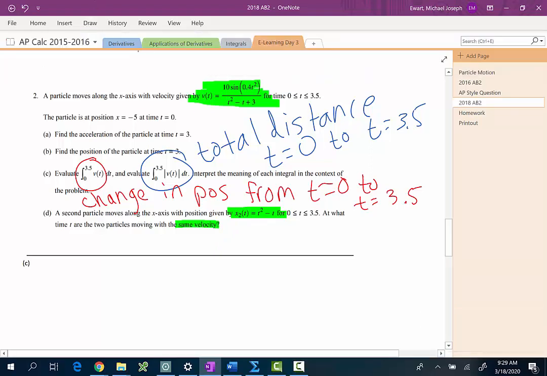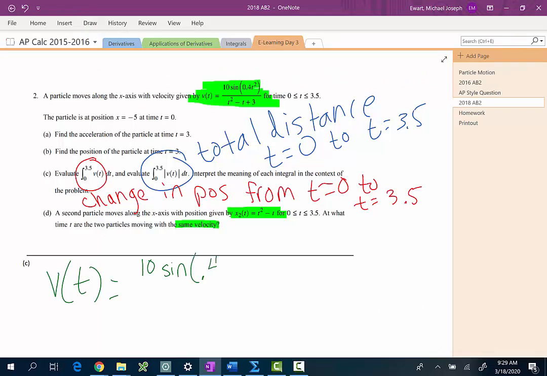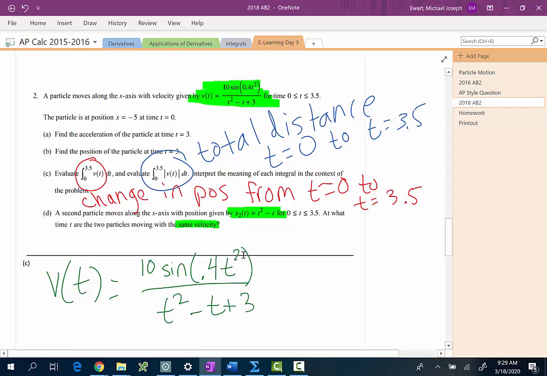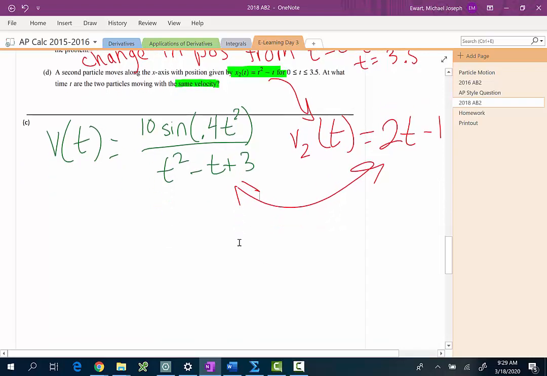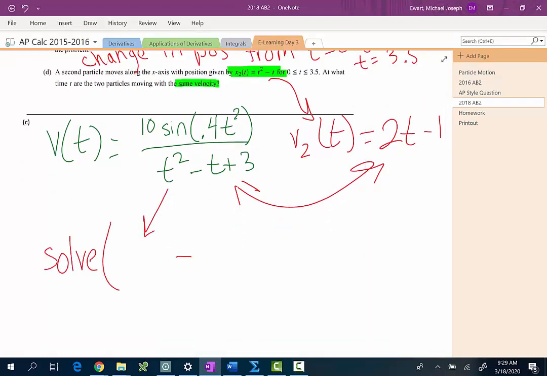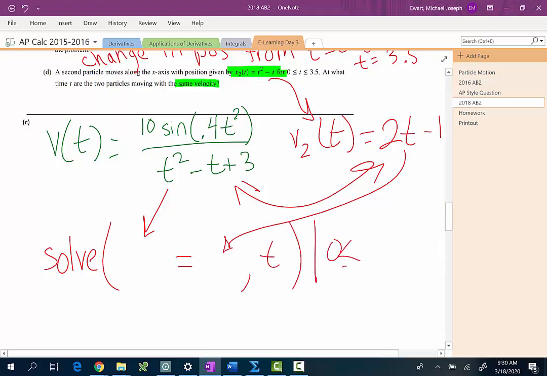So what we know is that the first particle has a velocity of 10 sine of 0.4 t squared over t squared minus t plus 3. But our second particle, instead, has a velocity of 2t minus 1 because we have to take the derivative. So now that we have that, we can set these two equal to each other. On your calculator, you just use the solve button, solve, and then set this equal to 2t minus 1, comma t, and then at 0 less than or equal to t, less than or equal to 3.5.